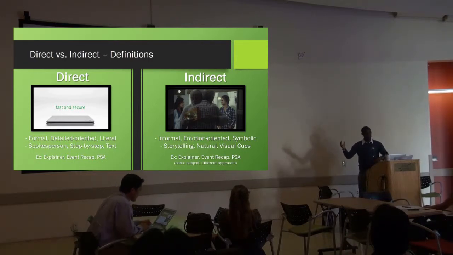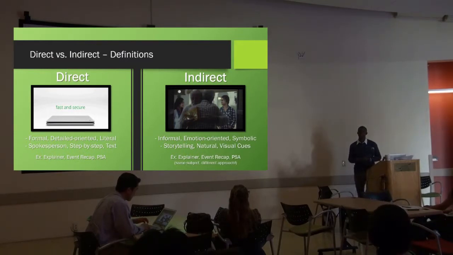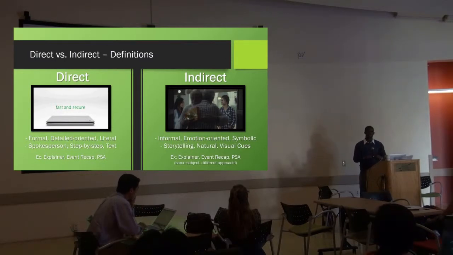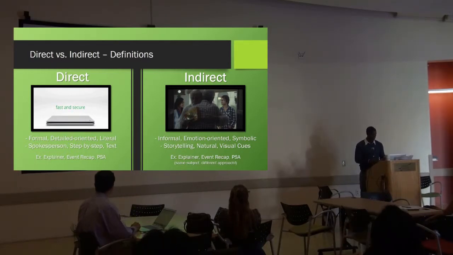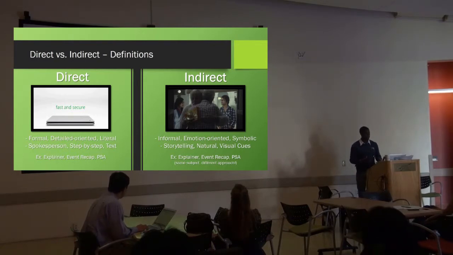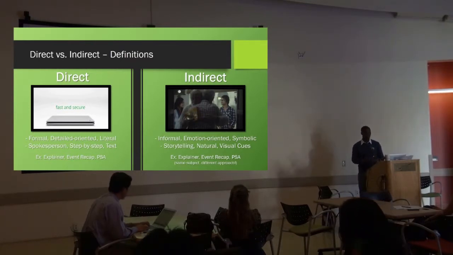And that's the power behind indirect, but direct is definitely useful, and it's something that we need in the university as well. This whole presentation is pretty much to determine when is it the right time to use this indirect approach, which is really powerful, or when do we need to use the direct approach? So if you see at the bottom, both of them have the same examples: explainer, event recap, PSA, because they can both be used for all three of those, but it's just your approach.